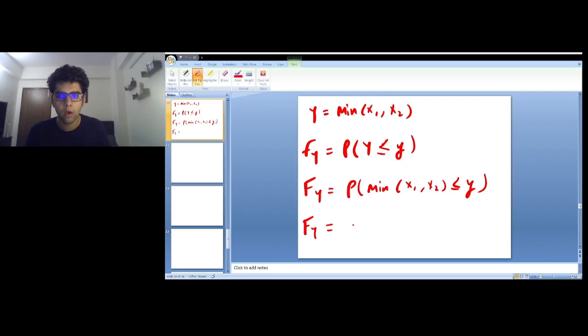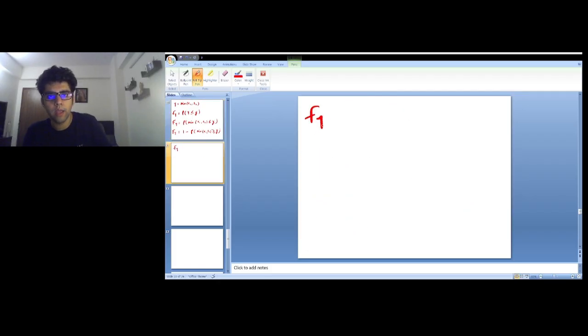So what I can do is write this as 1 minus the probability of min of x1 comma x2 greater than or equal to y, and these are IID random variables, right? If you are not able to understand this part, where I'm trying to find the CDF, you can check my previous videos, I guess the third last video, the one where I've discussed calculating the CDF of min and max. There you will get what I'm doing here.